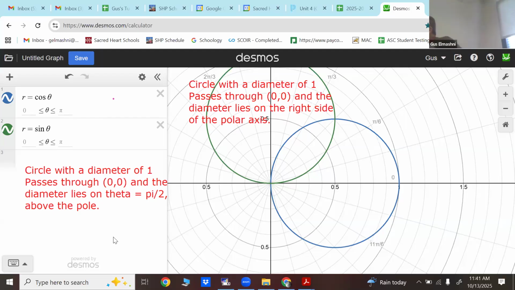Now, for the other four, what happens if I put 2 in front of cosine theta? The diameter increases, right? Or if I put 3 in front of sine theta, the diameter increases. What if I put a negative in front of the cosine? Reflection, so now being negative, it's on the left side of the polar axis. If I do -3, it'll be below the pole, right? So go and just try those so you can see what's happening. We'll have a generalization afterwards, then we'll do some conversions after that.